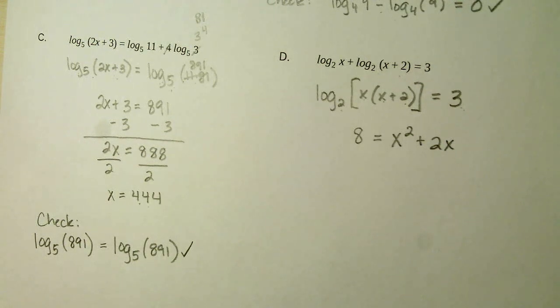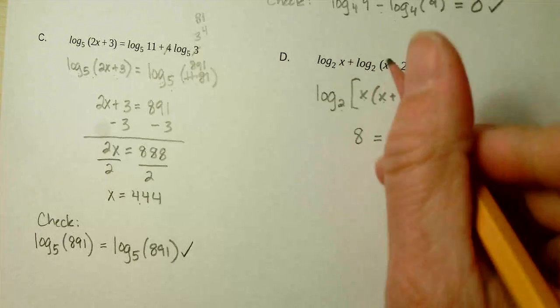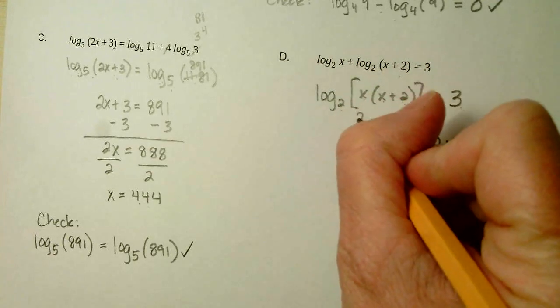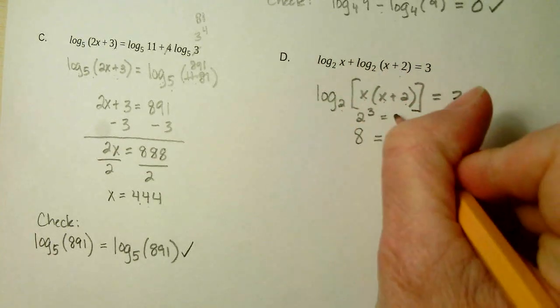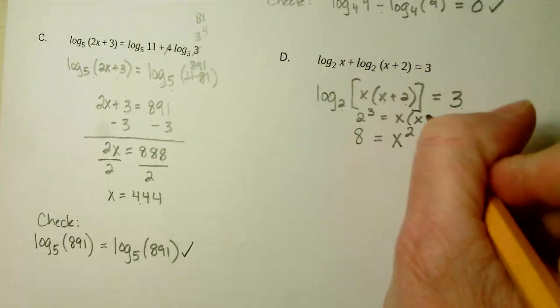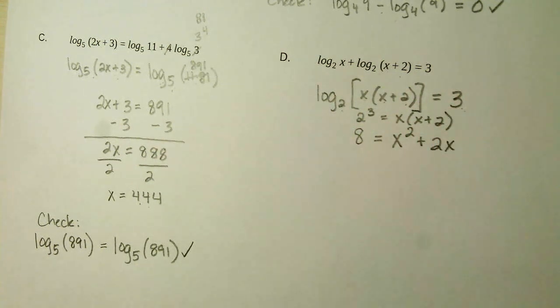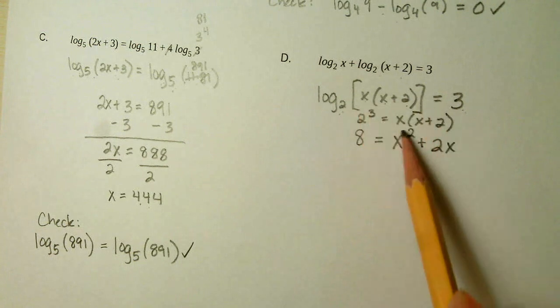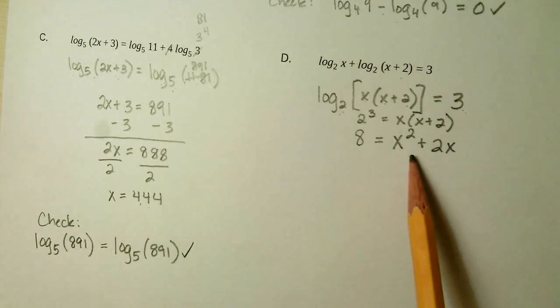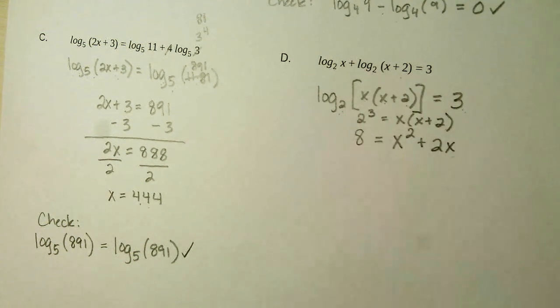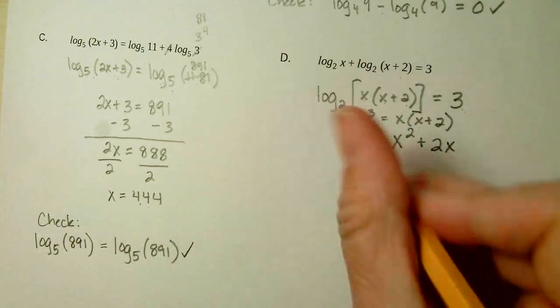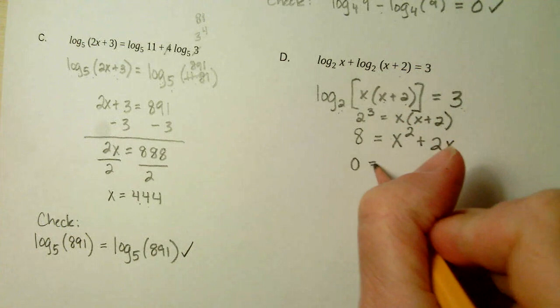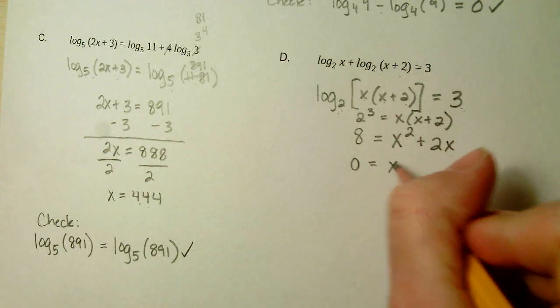If you can do it in your head, that's great. If you couldn't, what I just did is 2 to the third is equal to x times x plus 2. I used the definition of the logarithm: 2 to the third is equal to the argument. And the 8 equals x squared plus 2x was just simplifying both of those in my head. So now I want to set this equal to 0. So I am subtracting 8 on both sides.